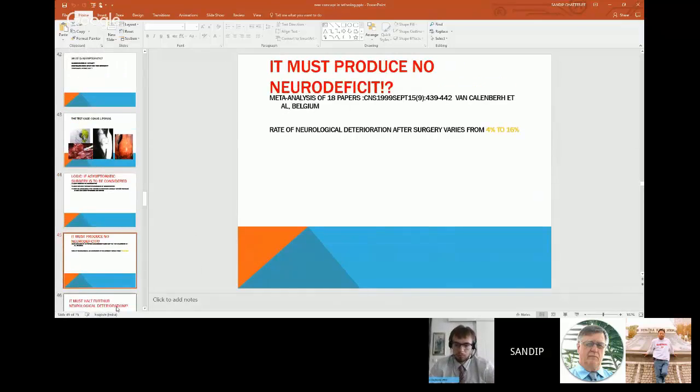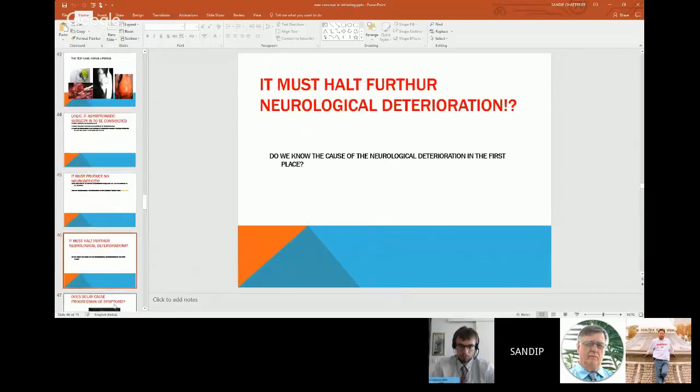Is that the case? Well, of course, we know there's a whole lot of literature which says that definitely there is a chance of a lot of neurological deficit in the asymptomatic conus lipoma. And the literature has shown that the rate of neurological deterioration in asymptomatic lipomas of the conus after surgery has ranged from 4 to 16%. What about halting further neurological deterioration?